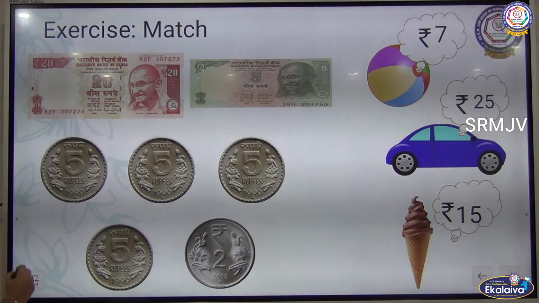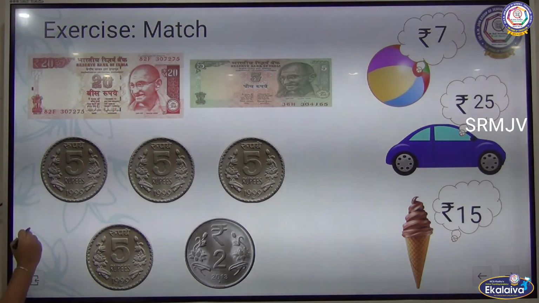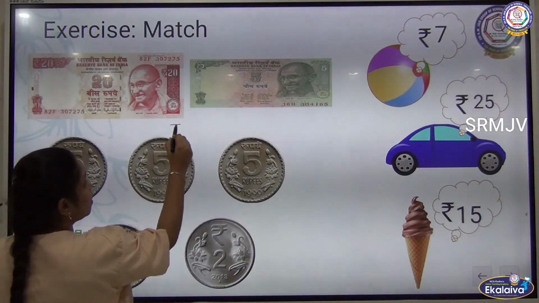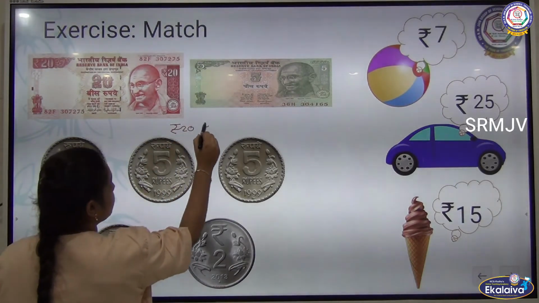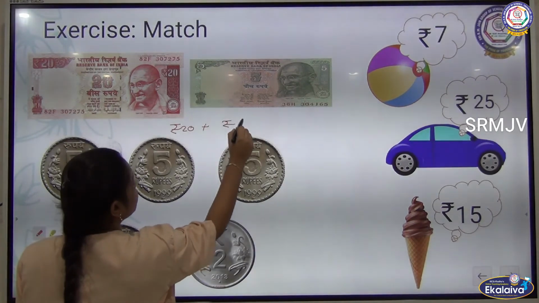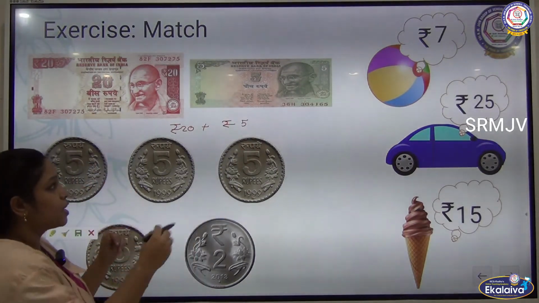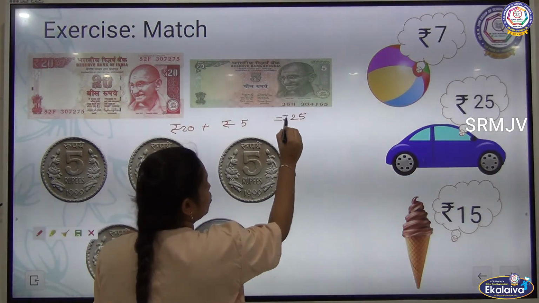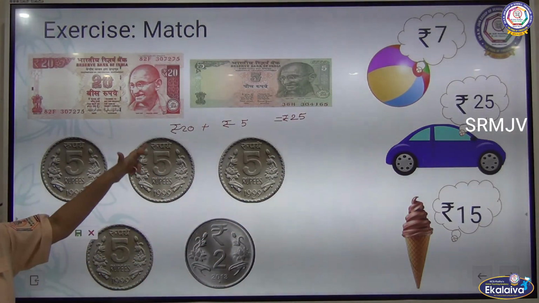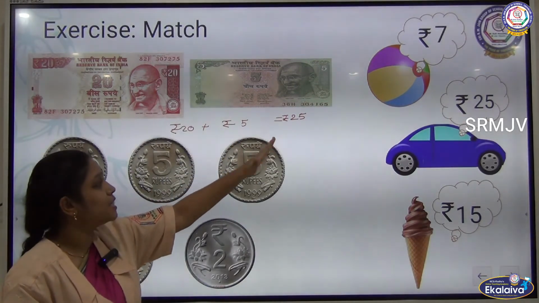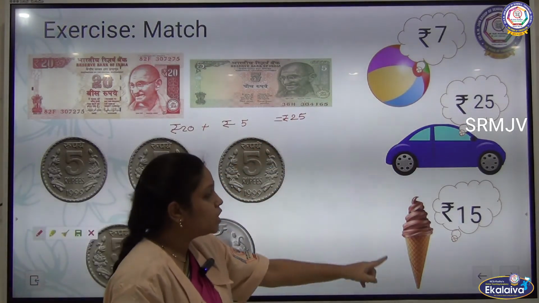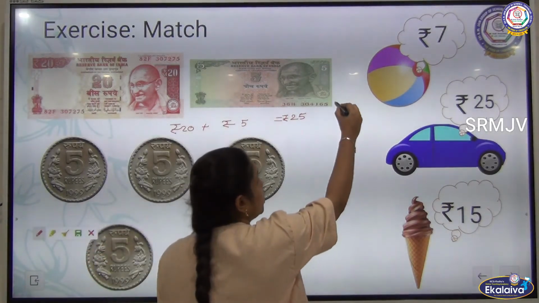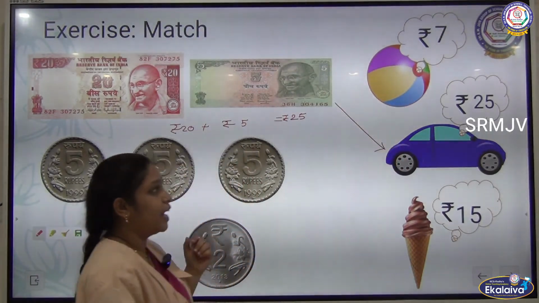Okay, first see this one. 20 rupees plus 20 rupees plus rupees 5. It will make 25 rupees. Okay, 20 rupees plus 5 rupees, it makes rupees 25. See, which thing costs 25? Yeah, toy car. So, you can put the line.